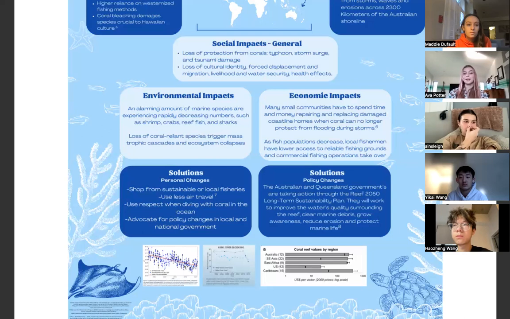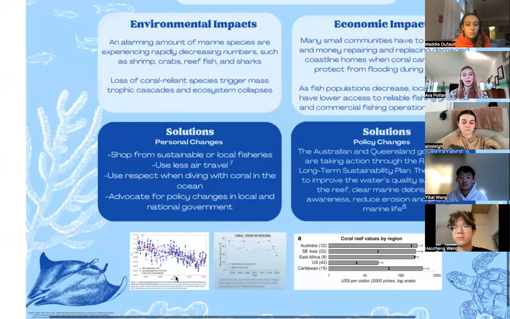Another one, a very direct one, is using respect when interacting with coral in the ocean, like using reef safe sunscreen and not standing on coral and things like that in order to protect the living coral that exists right now. And then the last one is advocating for policy changes in local and national government systems, much like what's happening in Australia. And then below that, we have a couple of diagrams.